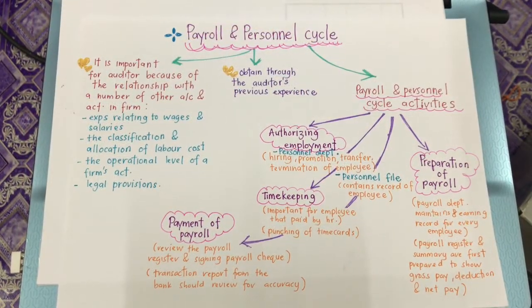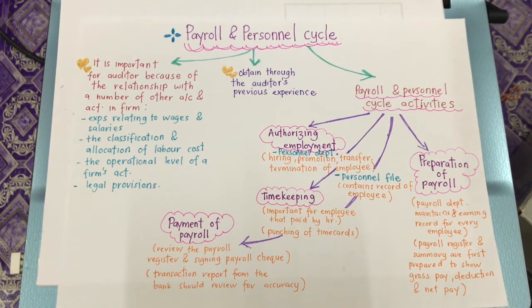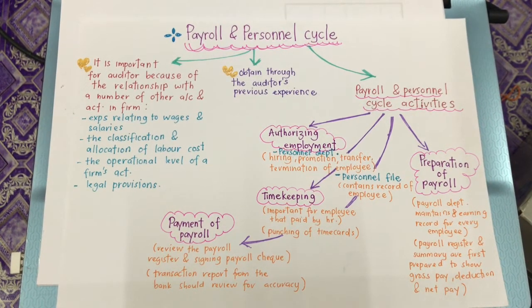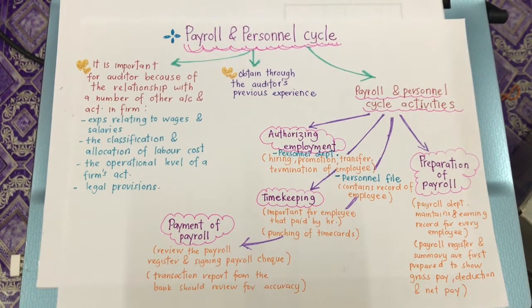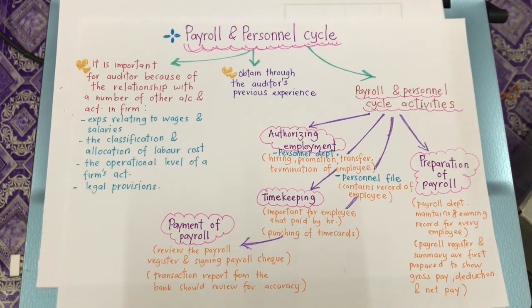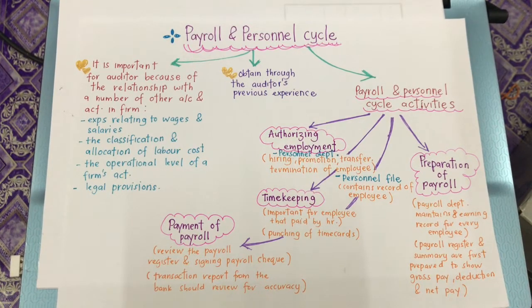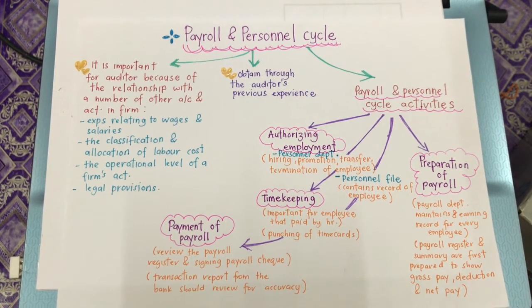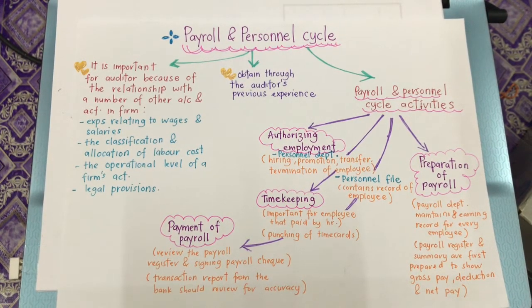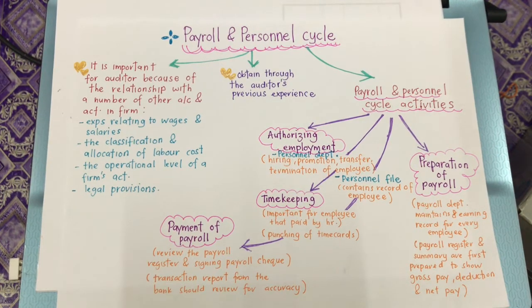The payroll and personnel cycle is the third type of financial statement cycle and related internal control. It is important for the auditor because of the relationship with a number of other accounts and activities in a firm. First, expenses relating to wages and salaries. Second, the classification and allocation of labor costs. Third, the operational level of a firm's activities.